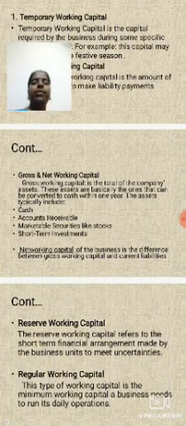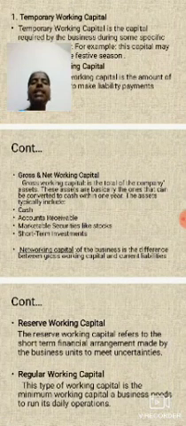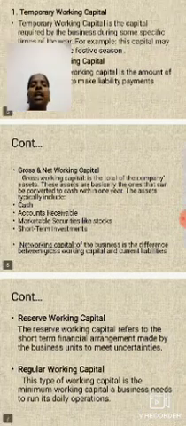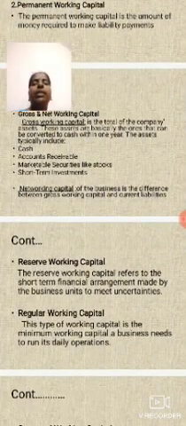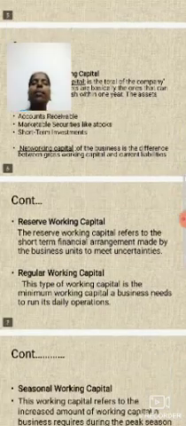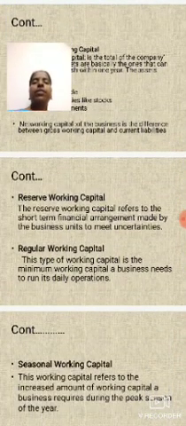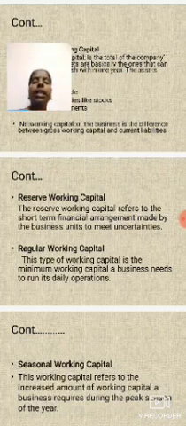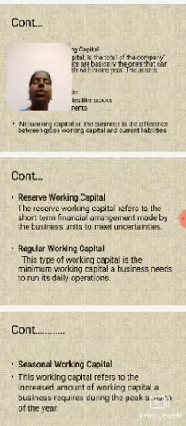Gross working capital: the total of the company's assets. These assets are basically those that can be converted into cash within a year. Net working capital is the difference between gross working capital and current liabilities. Reserve working capital. As the word itself says, reserve, it is just like a contingency provision arranged to meet uncertainties.